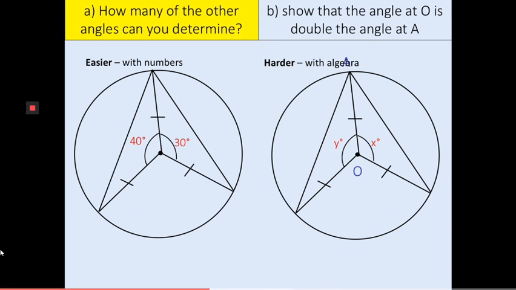Okay, here's another task for you. I'd like you to have a go at, it's the same as before. There's numbers or there's algebra. I want you to find as many angles as you can. And we're trying to show that the angle at the centre, this angle here, is double the angle at the circumference. So these two here added together. So with the algebra, the angle here at O is going to be twice the angle here at A. Sorry, you can't really see, it says A there. So this angle here. So pause the video and have a go.